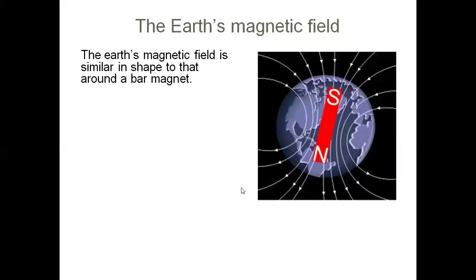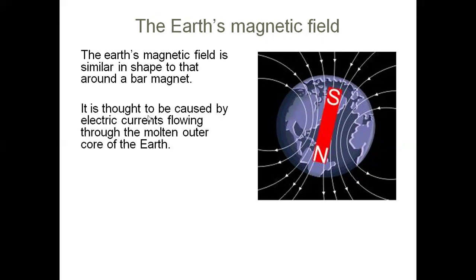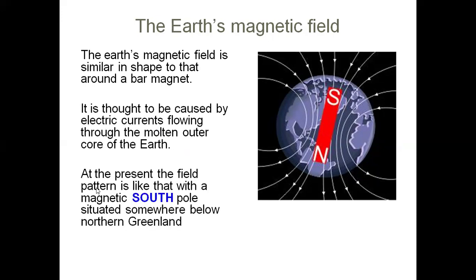Earth's magnetic field helps us with navigation, and it also protects us from the charged particles which enter from outer space, that is from the galaxy or the sun, and also from cosmic radiations. The Earth's magnetic field is similar in shape to that of the bar magnet. You can see this is the bar magnet and it has the same pattern of field. It is thought to be caused by electric current flowing through the molten outer core of the Earth. At present, the field pattern is like that, with the magnetic south pole situated somewhere below northern Greenland.